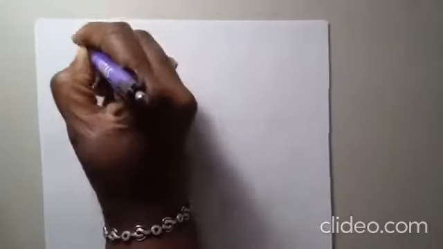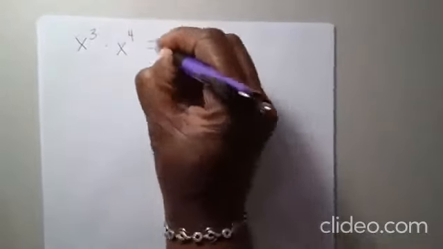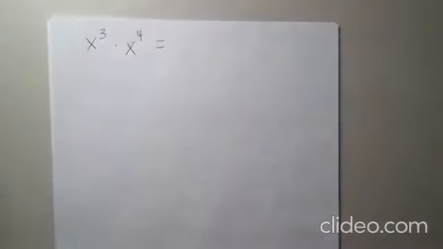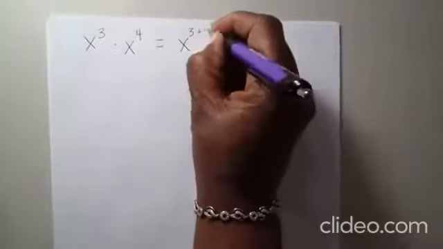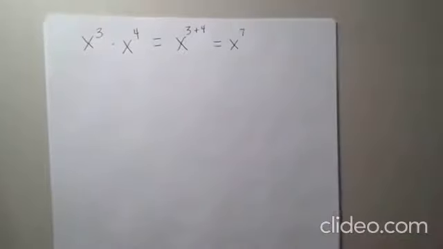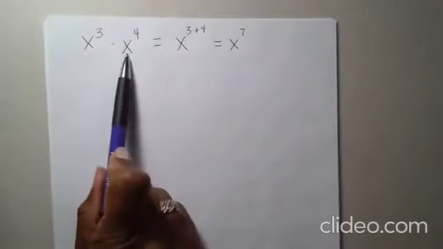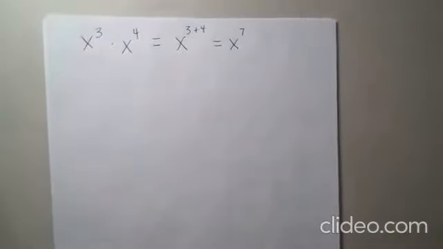Let's do some examples. Let's start with x's again. X to the third, and we're multiplying that times x to the fourth, let's say. This gives us, we keep our same base. We add the exponents together, x to the 3 plus 4, which is x to the seventh power. When you multiply exponents or products with the same base, you add the exponents.